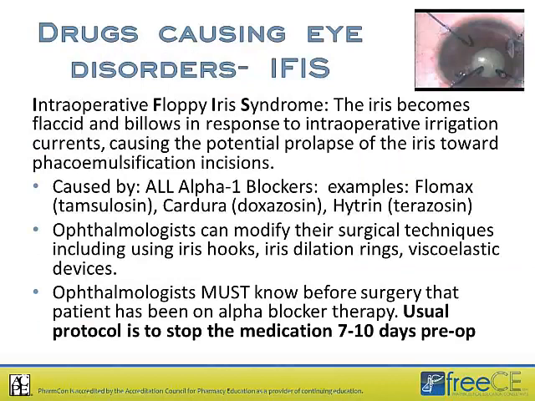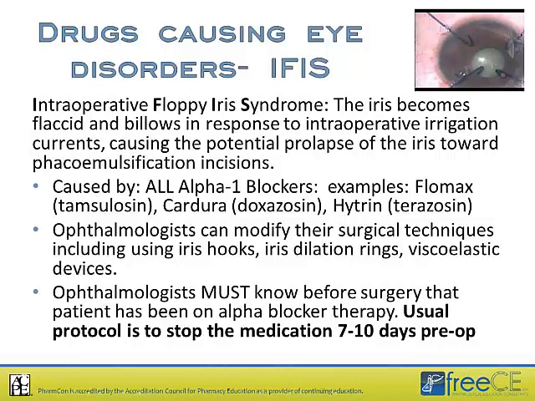There's also another condition, kind of unique, called IFIS, intraoperative floppy iris syndrome. And we have some drugs that can cause IFIS, and it's all the alpha-1 blockers that we'll use for our prostate patients or hypertension. What happens is the iris becomes flaccid and floppy. It billows in response to the irrigation currents when we're doing intraoperative surgery. And what can happen is the potential prolapse of the iris during the phacoemulsification process.